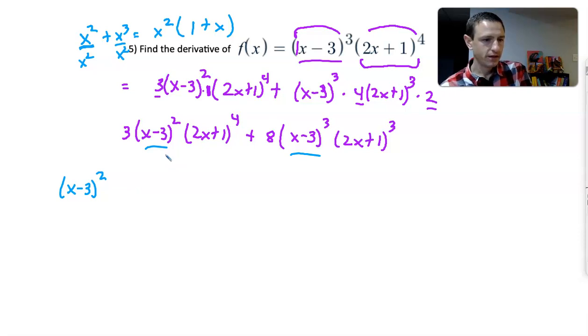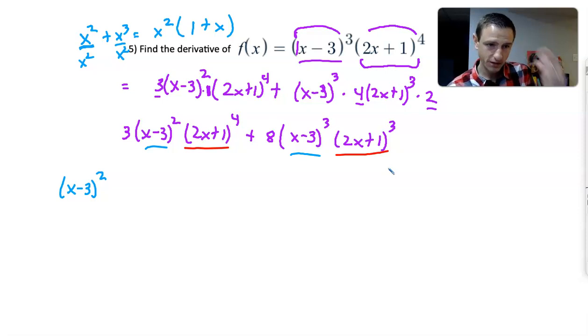And then I'm not going to write down the rest just yet because I want to do these 2x plus 1s before we start writing some things down. So 2x plus 1 to the fourth, 2x plus 1 to the third. How many do they both have? They both have at least 3. This one has 3, this one has 4, but they both have 3. So that means I'm going to factor out 3 2x plus 1s.